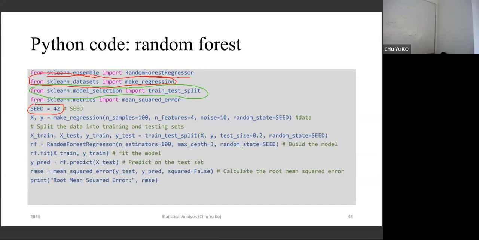your result. Squared is false because I use the root mean square. If I have true, then it's the mean square error. But they're the same anyway because the square doesn't really matter, as long as it's consistent. And then you can print that out. This is how we do random forest.